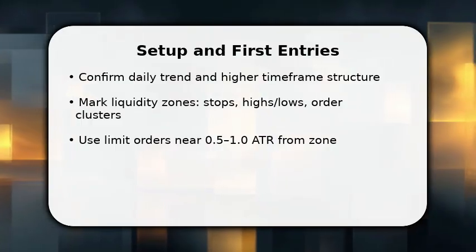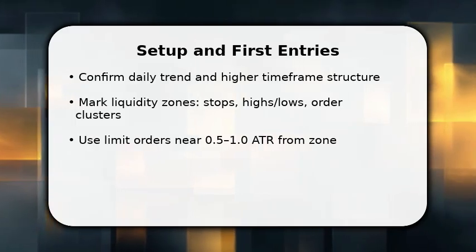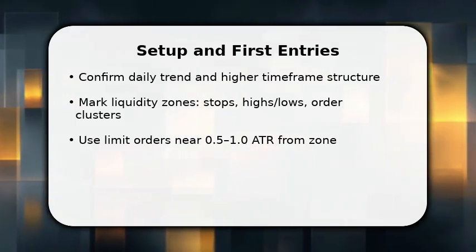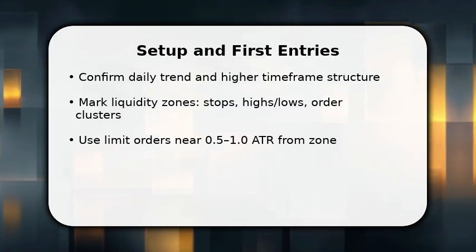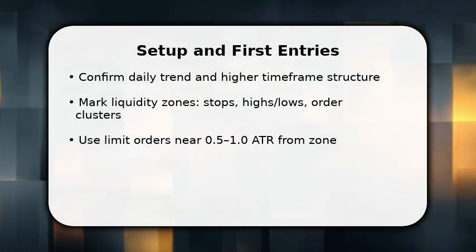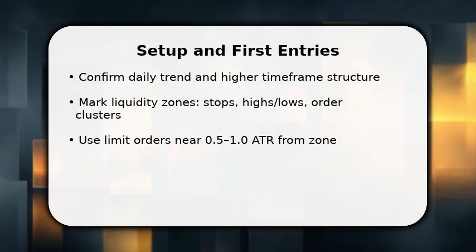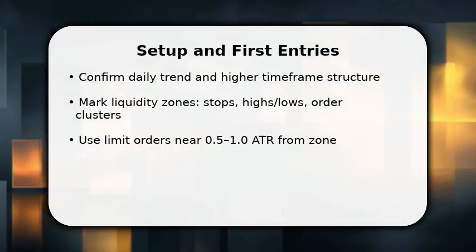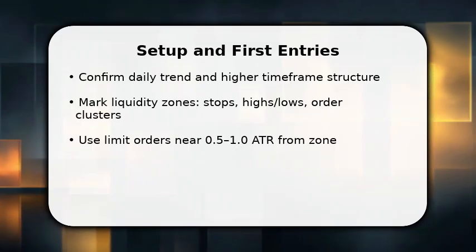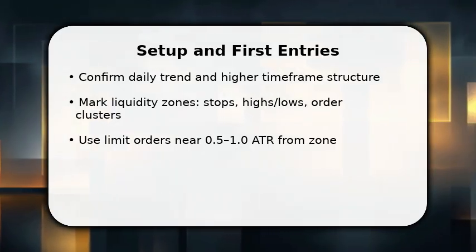You start by confirming the higher time frame trend and identifying where institutional stops cluster. You must do this before placing trades. Once done, draw clear liquidity zones, recent highs, lows, and obvious order blocks, and measure 0.5 to 1.0 ATR to set precision entry offsets.